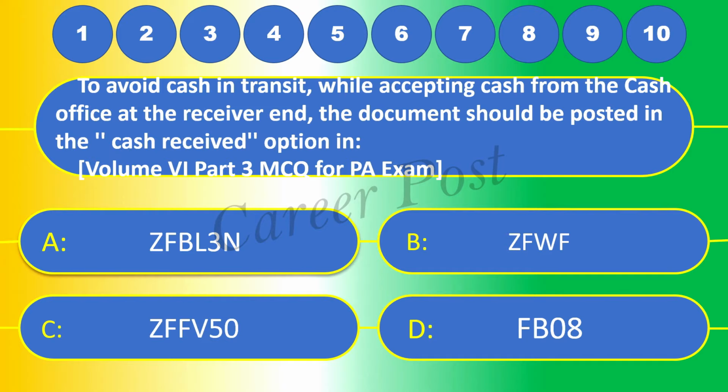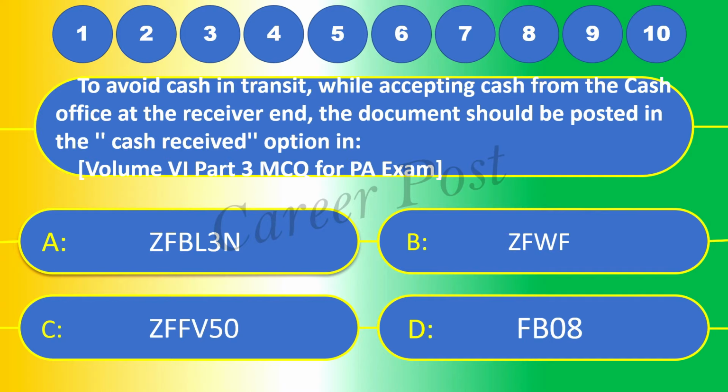Let us understand the question. Actually, there will be cash in transit. That means one office will send cash to the head office. For example, say one sub office A has sent 10,000 to the HO, and that cash has not been received by the HO. That means it is in transit.